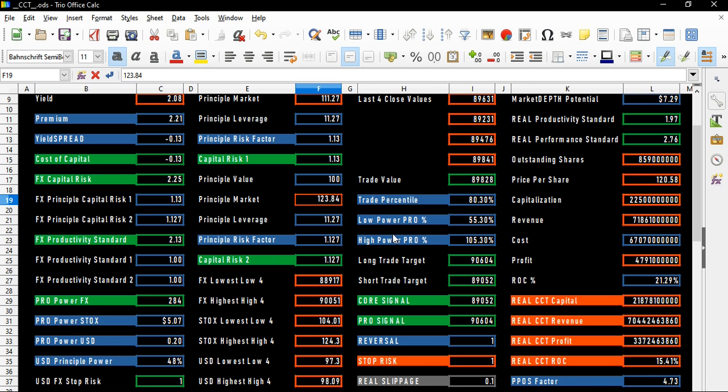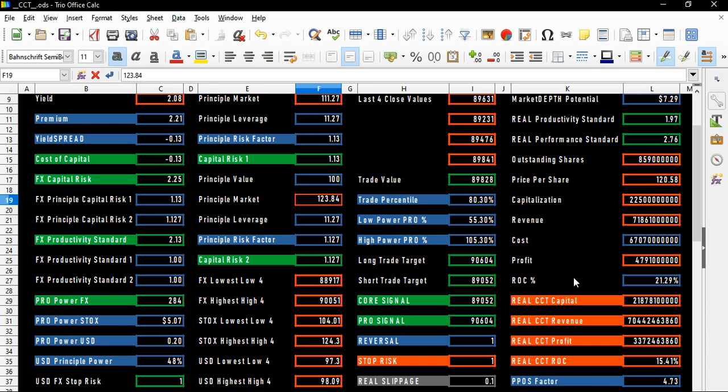Now, the high power pro percentage is at 105%. And it's saying that the high power pro percentage, in other words, maximum performance from the current trade value, would put us beyond 100% of the actual trade potential that's calculated, all right? Now, we have a long trade target to the exact pip.